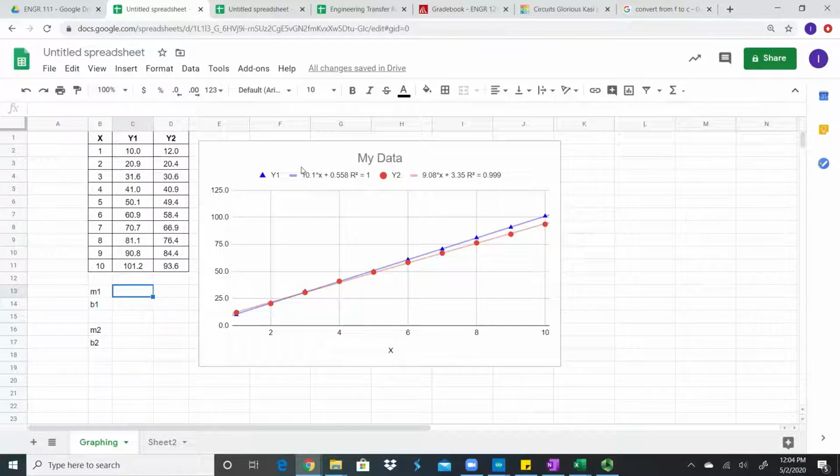I'm going to look at my equation here and say that my slope is 10.1. So I'm just going to write that, 10.1. And my b, that's what we add to it, is going to be 0.558. I'm going to do the same thing for my second equation. My slope is 9.08, and my b is 3.35.